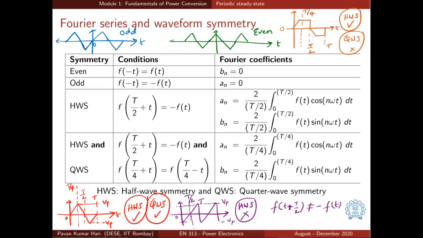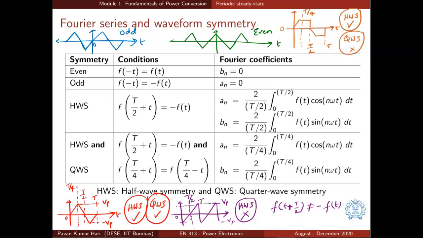The calculation of Fourier coefficients becomes even simpler if the waveform has quarter wave symmetry in addition to half wave symmetry. This quarter wave symmetry is a condition within half wave symmetry. So f(T/2 + t) = -f(t), and f(T/4 + t) = f(T/4 - t). Consider this red color triangular waveform, which has half wave symmetry, and now define this T/4, one quarter of the time period. If you look at the waveform, it has the same values on either side of T/4.